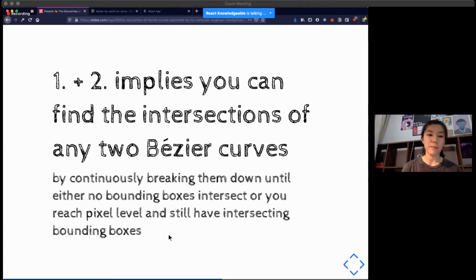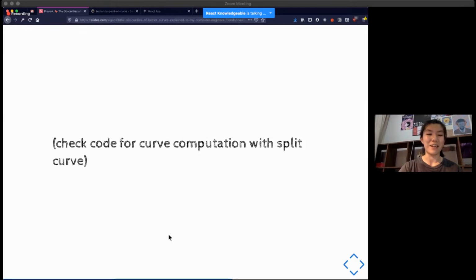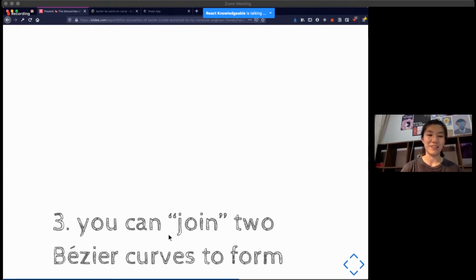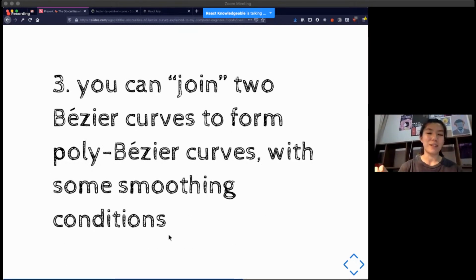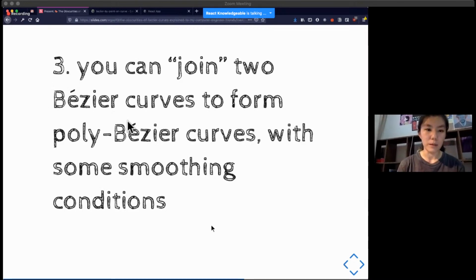I think this slide is not in the right order. I already showed you the split curve implementation. So next, you can join two Bézier curves to form poly Bézier curves. Normally, when you join those, you will add some smoothing conditions. So what do I mean by that? Here is a diagram showing what's happening.